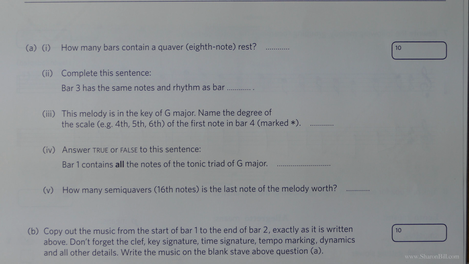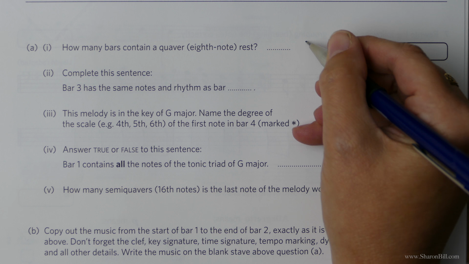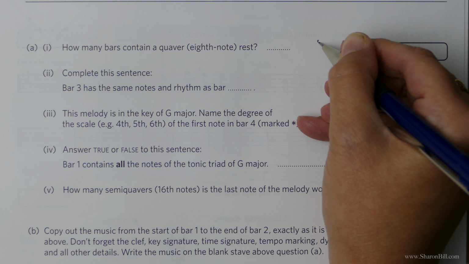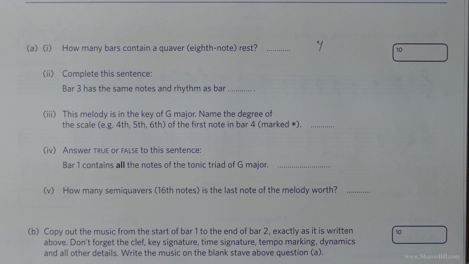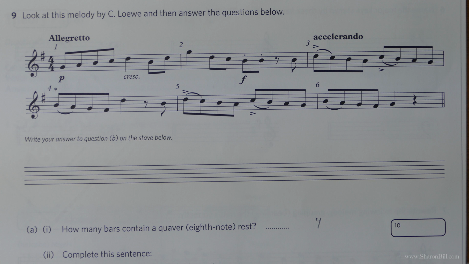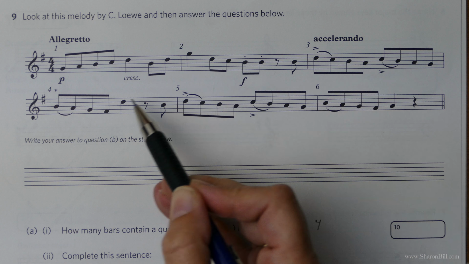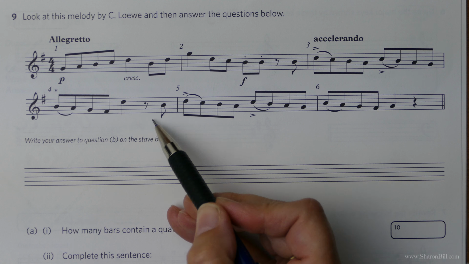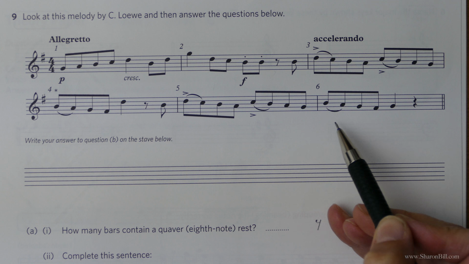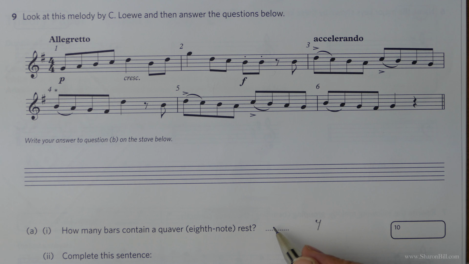And so we're asked how many bars contain a quaver rest or an eighth note rest. Remember, that's the rest that looks like that. And so let's have a glance through and see how many bars there are. So we've got 1 here, so that's 1 bar. That's another bar, that's 2. That's a different rest, so that doesn't count. And so our answer is 2.